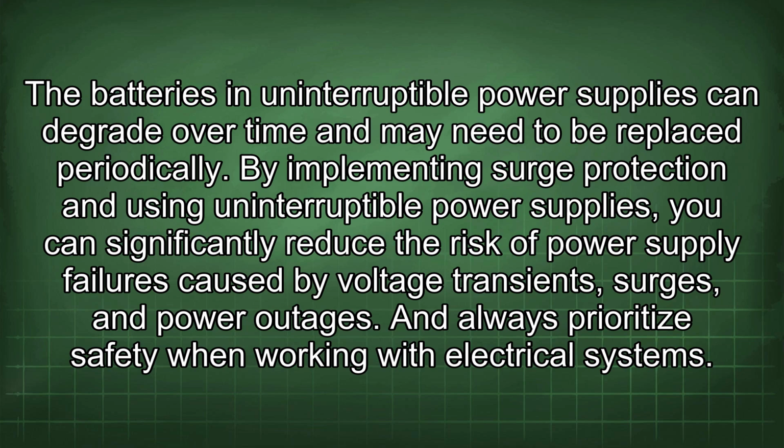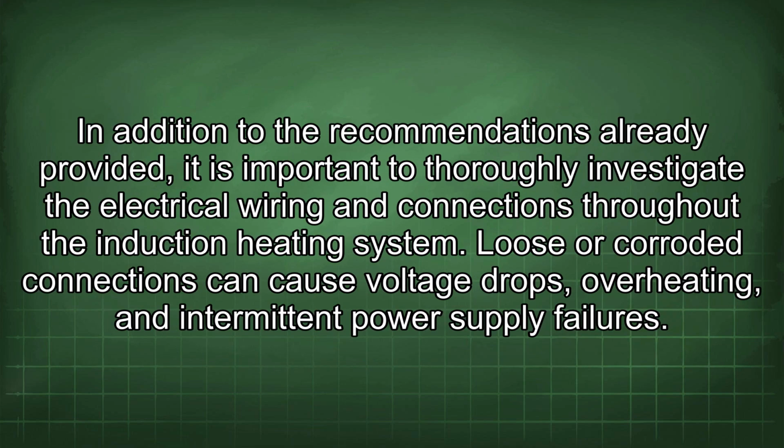By implementing surge protection and using uninterruptible power supplies, you can significantly reduce the risk of power supply failures caused by voltage transients, surges, and power outages, and always prioritize safety when working with electrical systems. In addition to the recommendations already provided, it is important to thoroughly investigate the electrical wiring and connections throughout the induction heating system. Loose or corroded connections can cause voltage drops, overheating, and intermittent power supply failures.